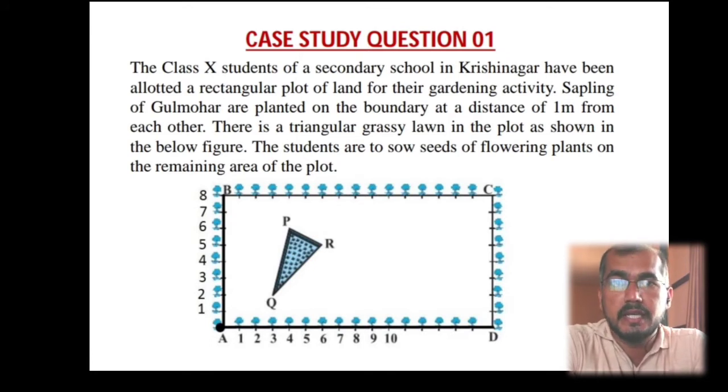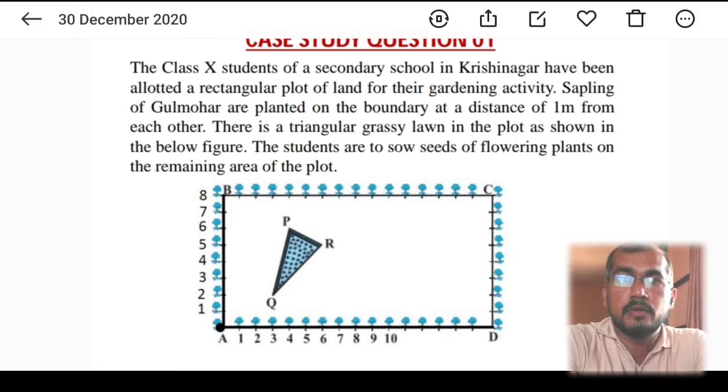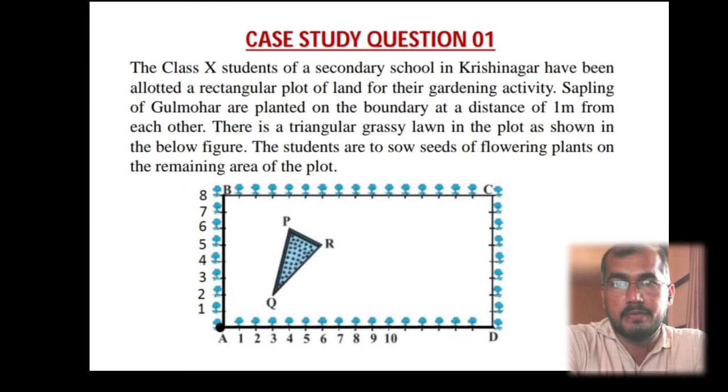In case study number 1, we have 5 questions. Of those 5 questions, we have to write 4 questions. All the 4 questions have 4 options, and you have to select only 1 option. First, I'm explaining the first case study question, that is related to coordinate geometry. So now you can see the case study question.